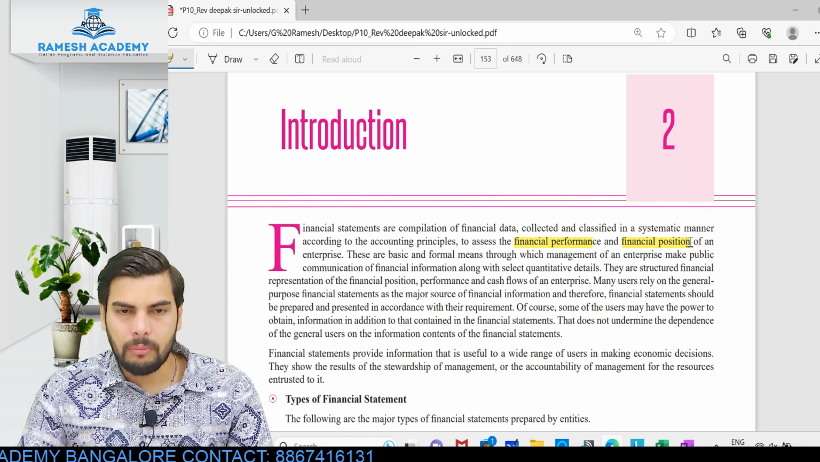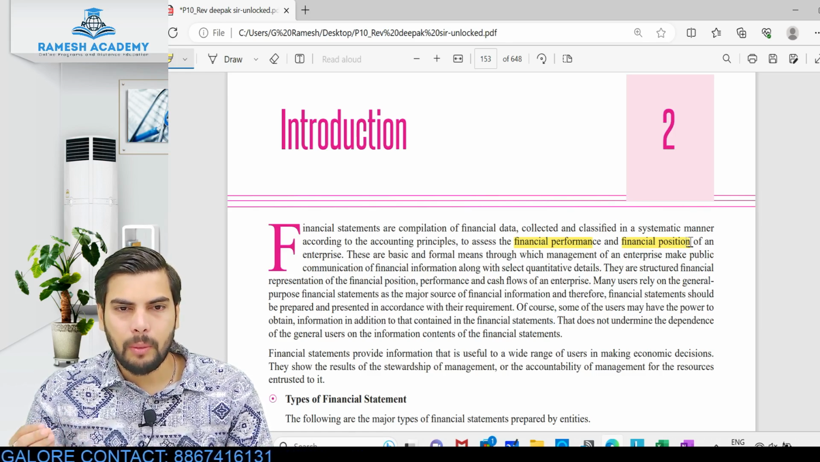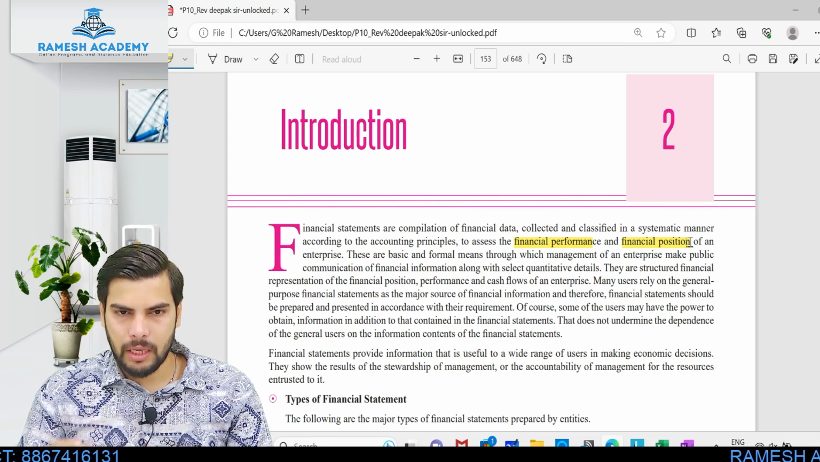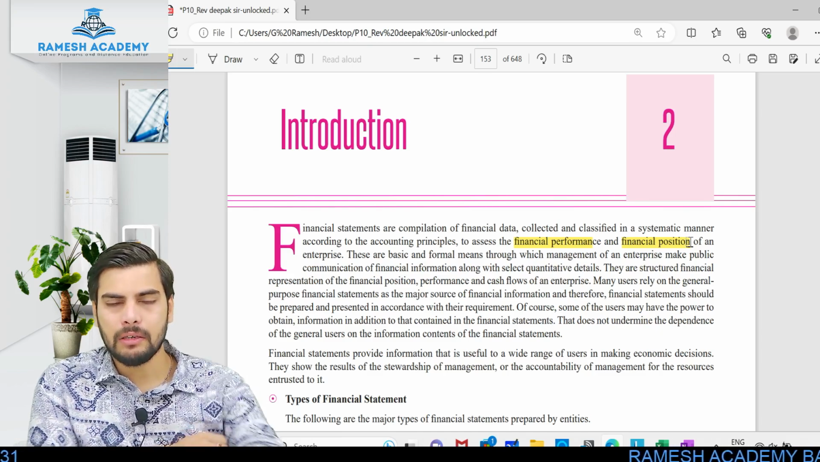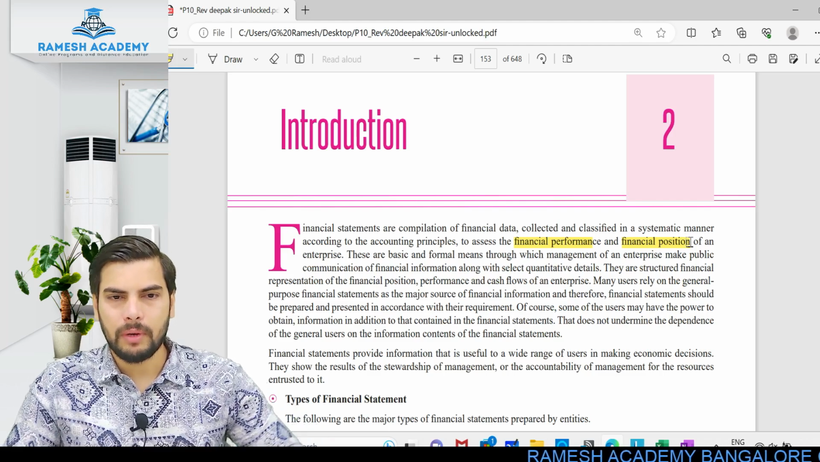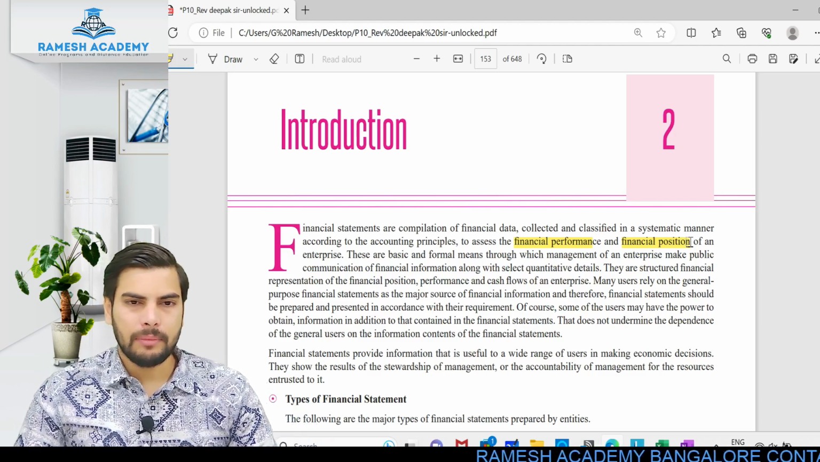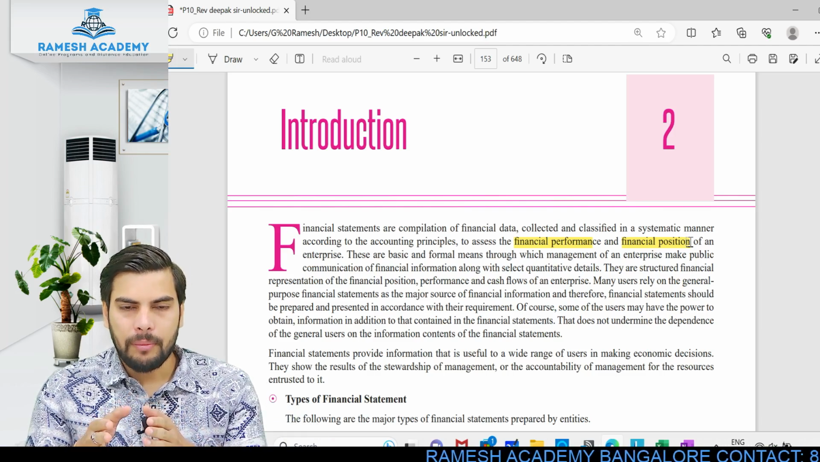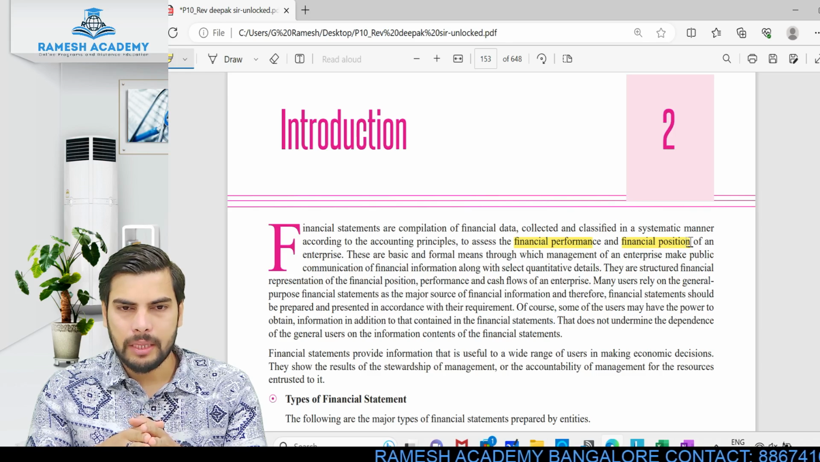Financial performance and financial result are one and the same. When I say what exactly is the performance of the business entity, I'm measuring it in terms of profit or loss. I want to know whether the business entity is making a profit or incurring a loss. This is how I determine the financial performance of the business entity. So when I say financial performance, I'm referring to the profit made or the loss incurred by the business entity.